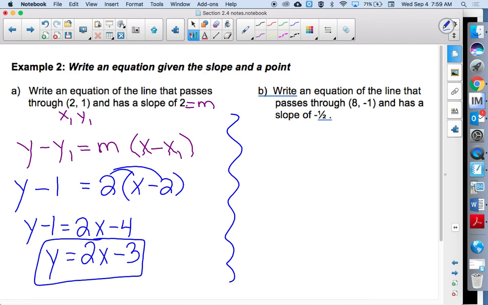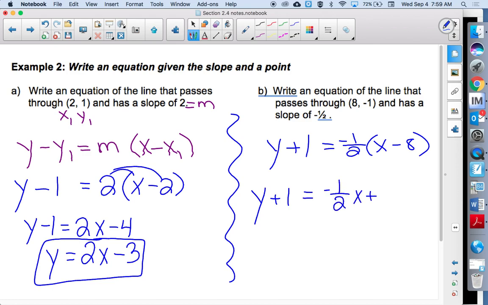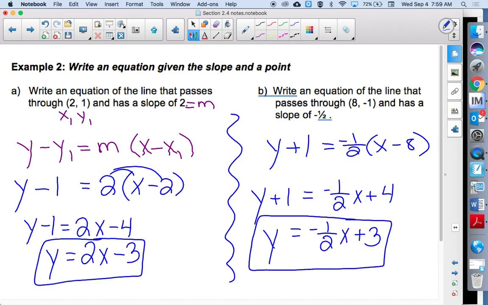So Josh, what does it look like when you plug in the ordered pair and the slope? y plus 1 equals negative 1/2 times x minus 8. So when you're plugging that negative 1 in, and there's already a negative in the actual equation, that turns into a positive 1. And Josh, what was your final equation? y equals negative 1/2 x plus 3. Nice. So distribute the negative 1/2 through, take the positive 1 and subtract it to the other side.